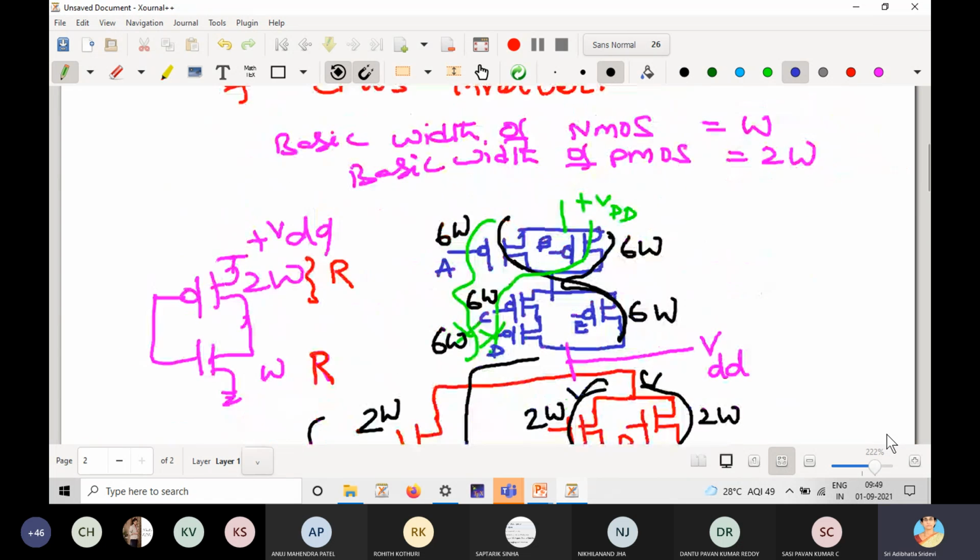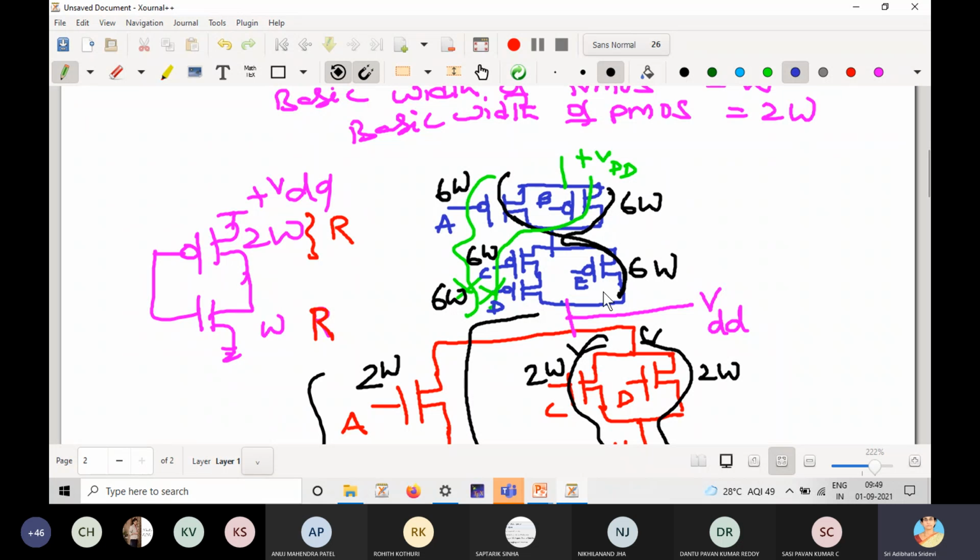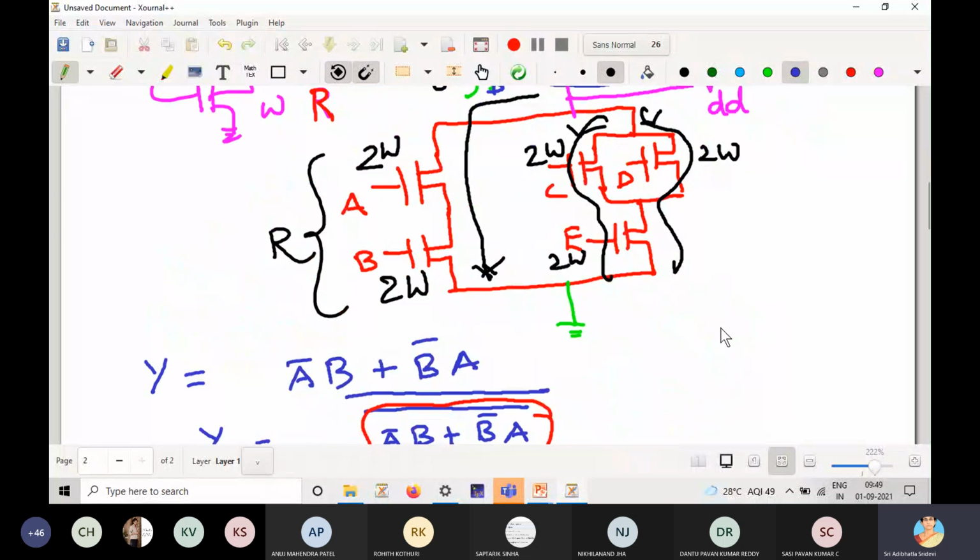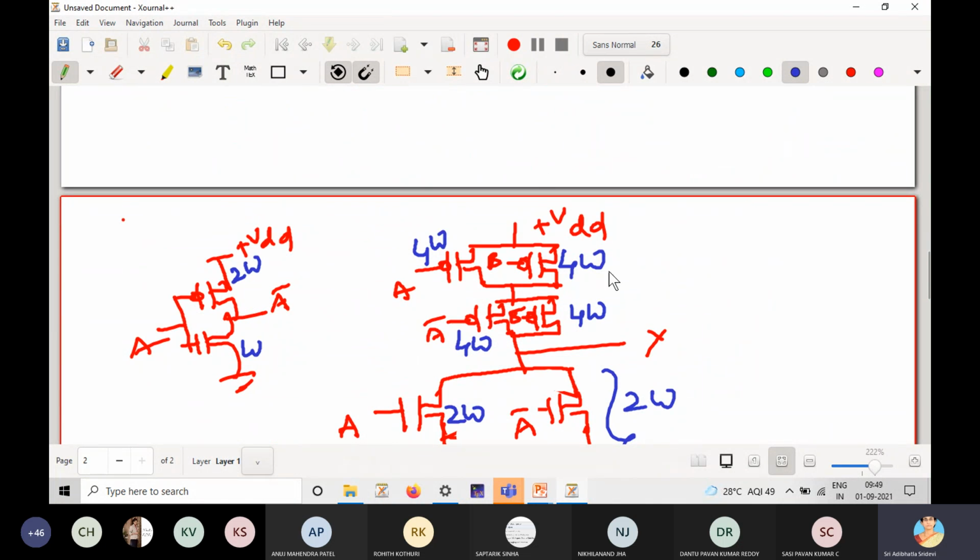Here only there is a conflict, because in one path it is 2, in the other path it is 3. So which should we take? We should take only 3. But here there is no conflict at all. In all the ways it is only 2 MOSFETs in series. It's so simple.